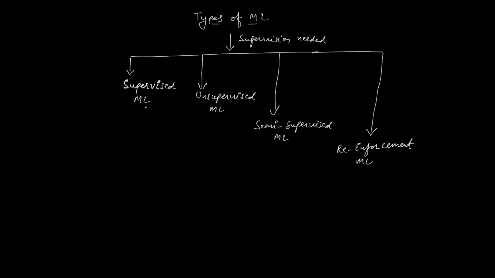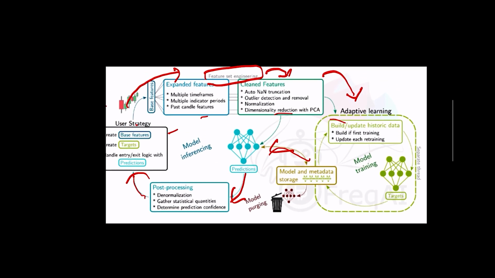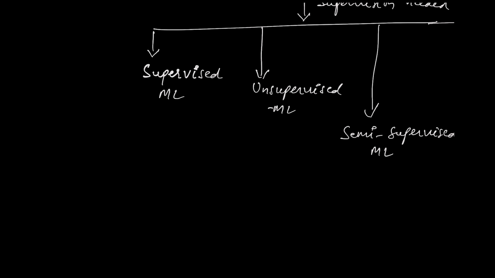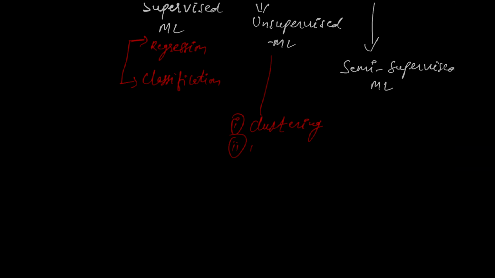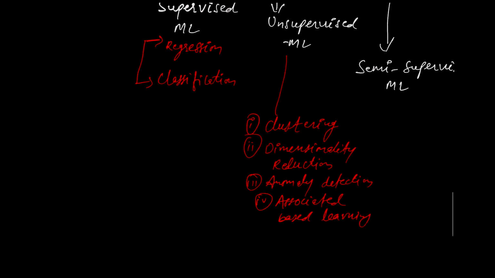Now let's learn all these one by one, and you will see that all of these are somewhere used in this model. If you understand this, then you will at least be able to understand what is happening in this diagram which is mentioned on the FreqAI website. Okay, let's write the types of supervised machine learning, which are regression and classification, right? And when we talk about the types of unsupervised machine learning, we have clustering, then dimensionality reduction, anomaly detection, and the fourth one is association-based learning, right? Okay, let's learn all these one by one.